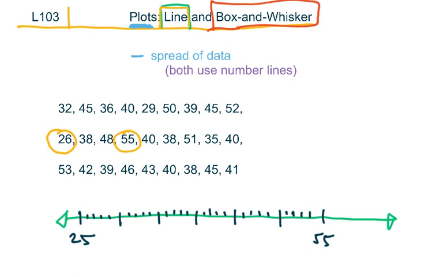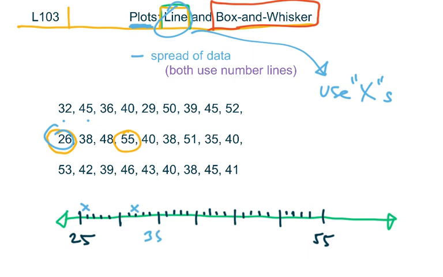Now, I'm going to start to plot these out just to be on the safe side. I'm going to do this 26 right now. Line plots use X's. We mark each data point with an X. So the 26, just for an example, I'm going to mark with a little X above that 26. Then I'm just going to go systematically through it. Okay, so 32, X.